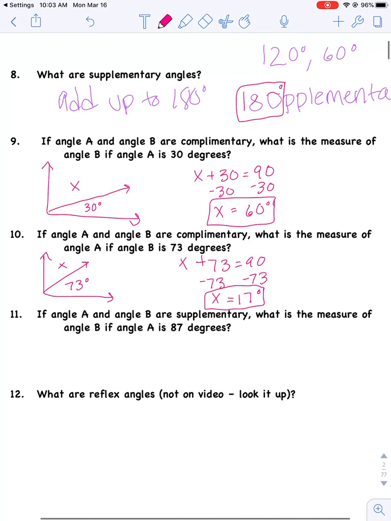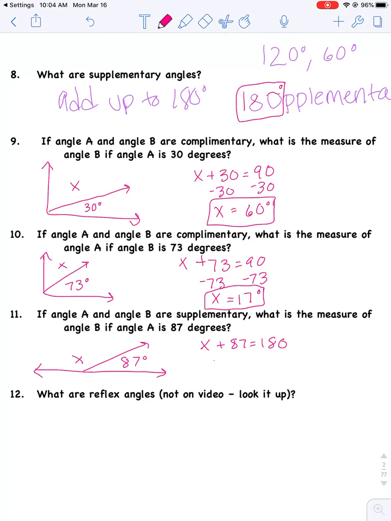11's the same deal, except now we're supplementary. So I always start by drawing a general supplementary angle. So those two angles add up to 180. I don't care if I'm being accurate or not. It says angle A is 87 degrees. That looks nothing like an 87 degree angle, but it doesn't matter. The remaining is X. X plus 87 equals 180 degrees this time.